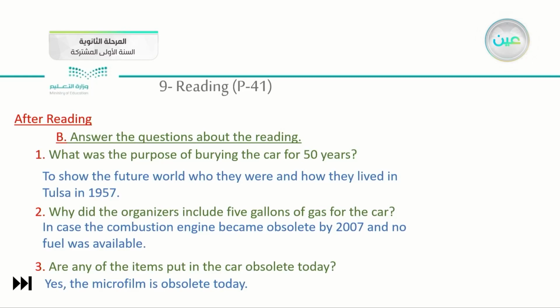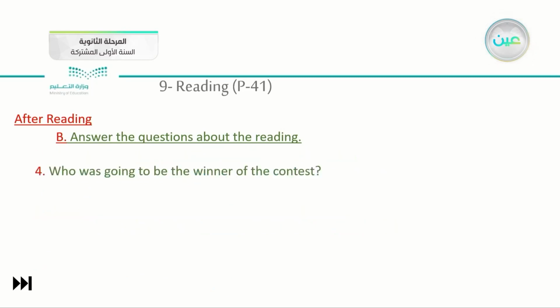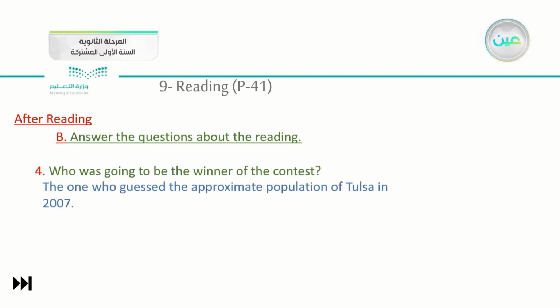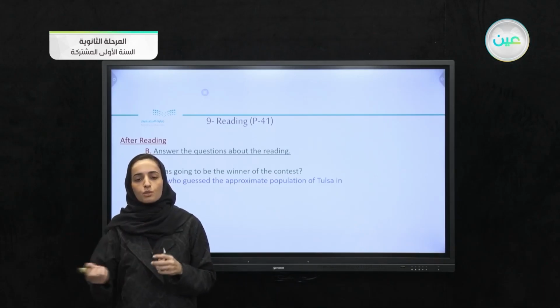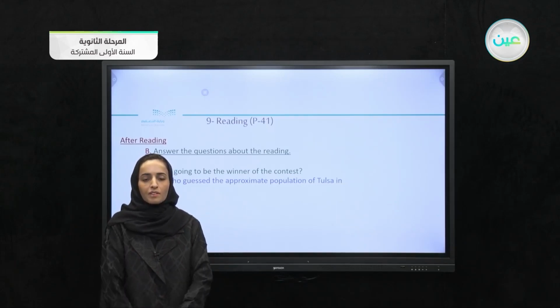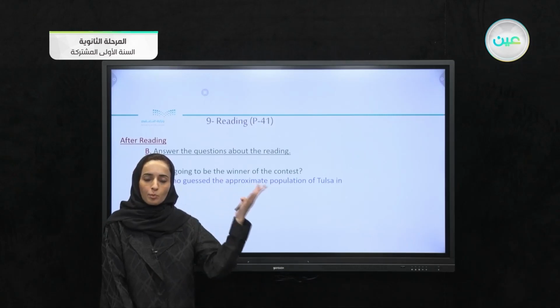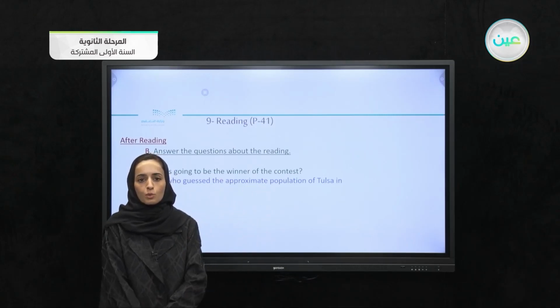Something from the past. Okay, and question number 4: who was going to be the winner of the contest? We have discussed that they sold raffle tickets. One winner is going to win the money in 2007. And who is going to be the winner? The one who survived? No. It is the one who guessed the approximate population of Tulsa in 2007. So everyone is going to make their guess, and they will put a number. People in Tulsa will be maybe 1 million. You will say 2. The other will say 5,000. Then the closest to the number is going to be the winner.